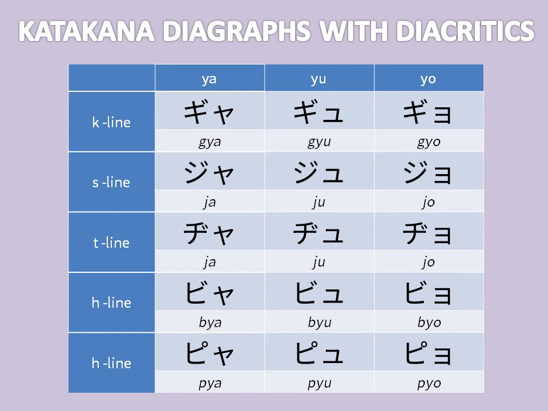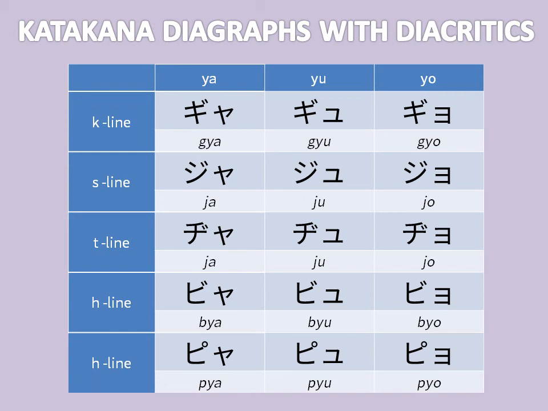Next, the sa line, ji and ya becomes ja, ji and yu becomes ju, ji and yo becomes jo. Next, the ta line, ji and ya becomes ja again, ji and yu becomes ju again, ji and yo becomes jo again. So we can see that the ta line's ja, ju, jo are sounding the same as the sa line's ja, ju, jo. So the ta line's ja, ju, jo are seldom used.